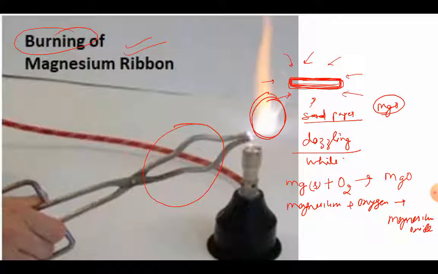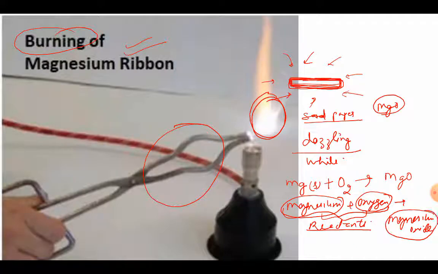Now, if we are clear about what substances were originally present with us. Initially, we were having magnesium ribbon and oxygen that was present in the atmosphere. These chemical substances which are taken originally and react with each other are called the reactants. So what are reactants? Those which are taken originally and react with each other.